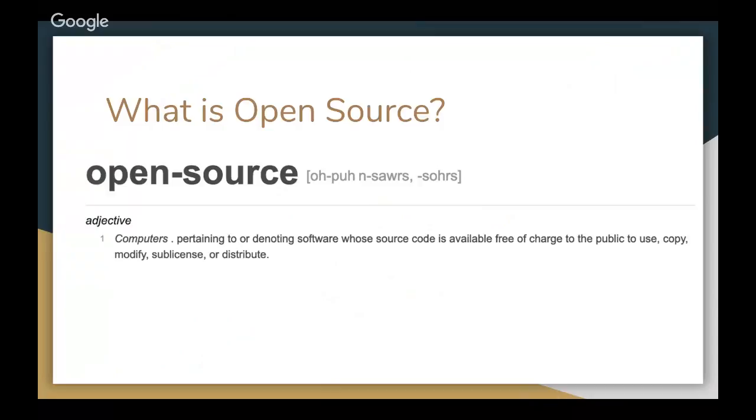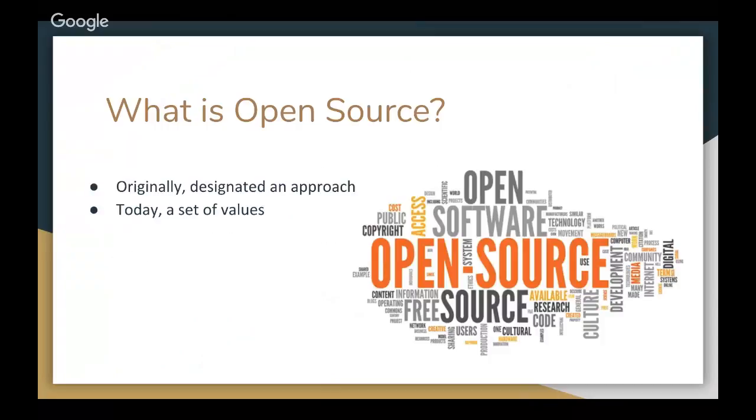On the screen, you see the dictionary definition of open source, but the important words there are a type of software that is free of charge. Originally, open source designated an approach or a specific way of creating computer programs that the public can inspect, use, modify, or enhance. But today, open source is becoming more of a set of values. Some call it the open source way. It expresses principles of open exchange, collaborative participation, and community-oriented development.